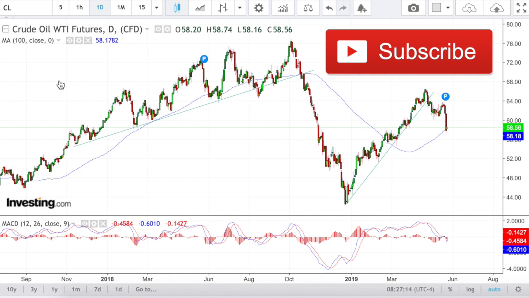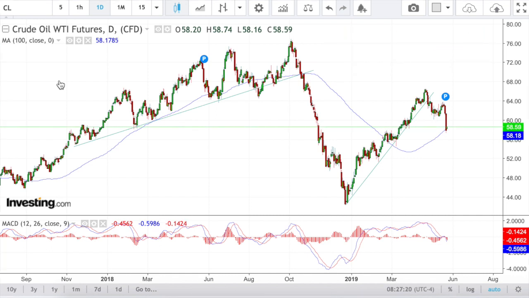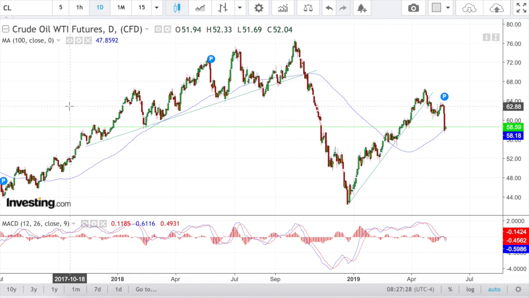Hi ladies and gentlemen, this is Game of Trades, and today I'm going to cover how to trade crude oil in 2019, and more specifically how to trade crude oil during the day with active trading, so basically intraday trading in crude oil. And I'm going to talk about my strategy and what I do to be profitable and make consistent gains on crude oil.